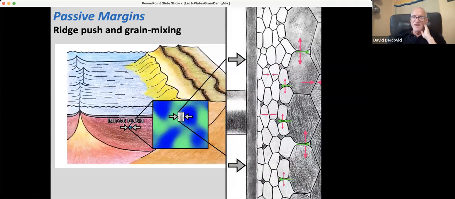Well, this is another blow up of the same thing so you could see it more clearly. Again, green is the direction that the grains are mixing, and the red arrows are the direction of the stress. Again, if it's under tension perpendicular to ridge push, then it's opening up the grain boundaries, and it's squeezing them if it's the other way. Okay, so what does this predict?